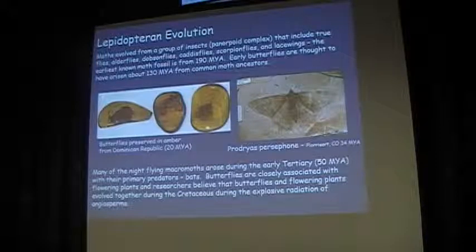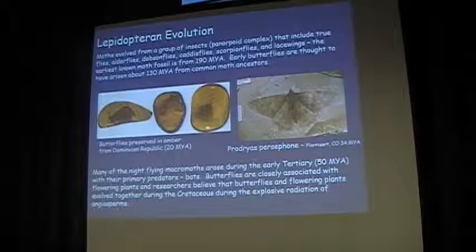Moths evolved from a group of insects called a Canarchoid complex that included some of the oddball sort of taxa, true flies, alder flies, dobson flies, caddis flies, scorpion flies, and lacewings. These are sort of the spice in the whole soup of insects, and these little strange families that you find at the beginning of the insect books. Earliest known moth fossil is about 190 million years ago.